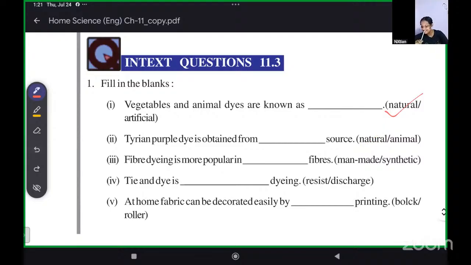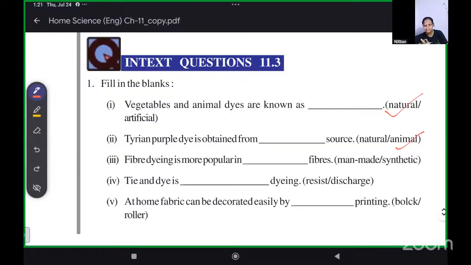I remember that little snail kind of thing was there, right? Yes, the snail. That was Tyrian purple. So I think it's going to be an animal. Just confirm it later, because natural and animal are like the same category.